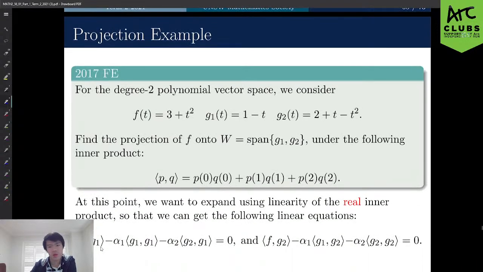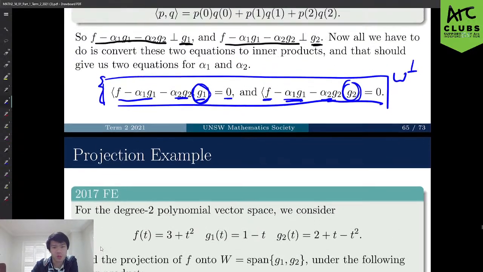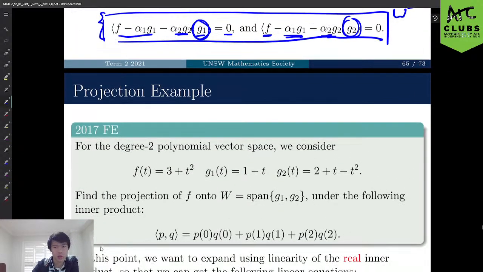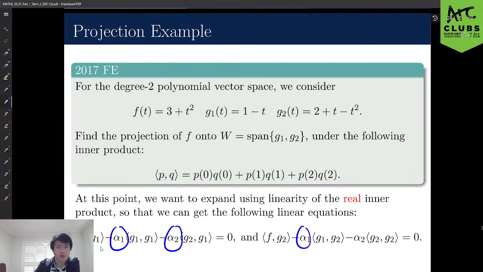Alright, so we want to expand this to find alpha 1 and alpha 2. So what we do is we use the linearity of the real inner product. We just write it all out, and we get a1, a2, and basically all of these g2s, g1s, and f's inside these inner products.